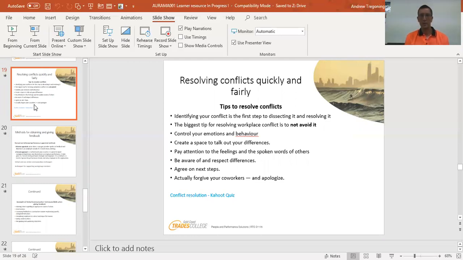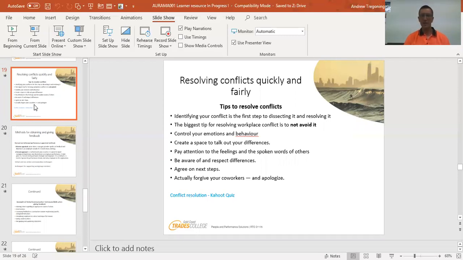I've got a few bullet points here. Tips to resolve conflicts. Number one would be identifying the conflict. It's the first step to dissecting it and resolving it. The biggest tip for resolving workplace conflict is not to avoid it. So we need to confront those conflicts, not aggressively, but certainly confidently.